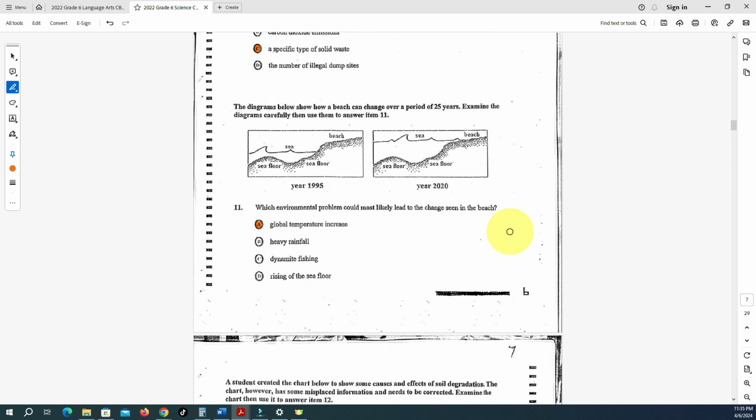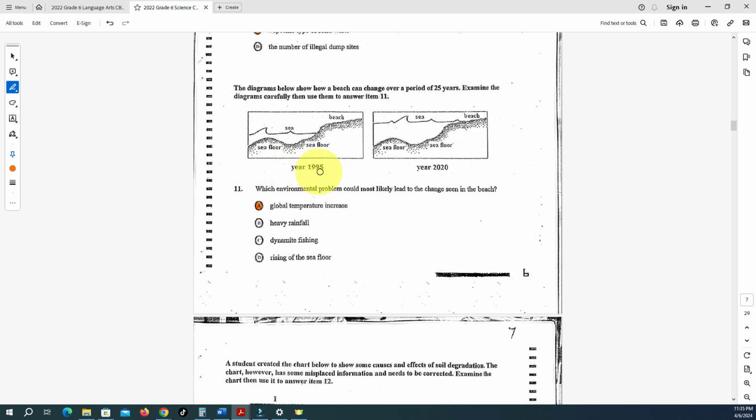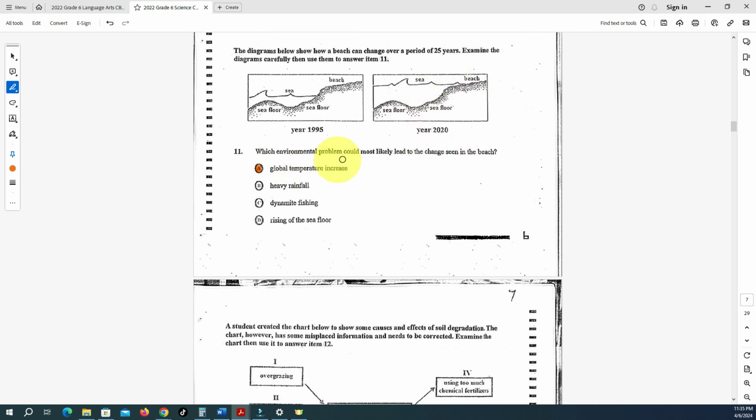All right, so let's move to 11. The diagram below shows how a beach can change over a period of 25 years. Examine the diagrams carefully and use them to answer item 11. So here's the beach in 1995, and it shows it has the same sea floor in year 2020. Nothing changed. Only thing changed is that the sea level got higher. So which environmental problem would mostly lead to the change seen in the beach? I definitely think that global warming, where based on the heat, the ice will melt and the sea level will rise. So I chose A.